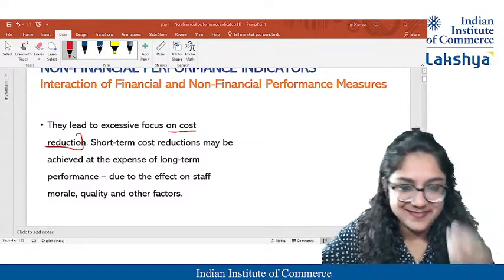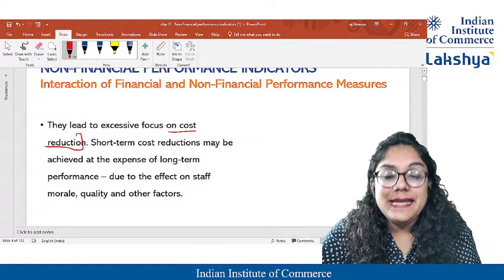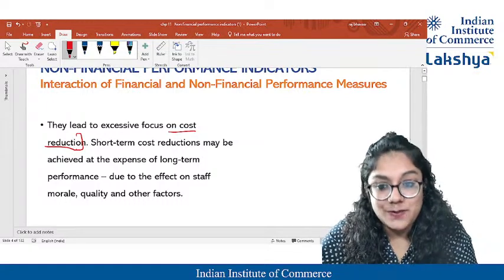So yeah, cool. So they lead to excessive focus on cost reduction.